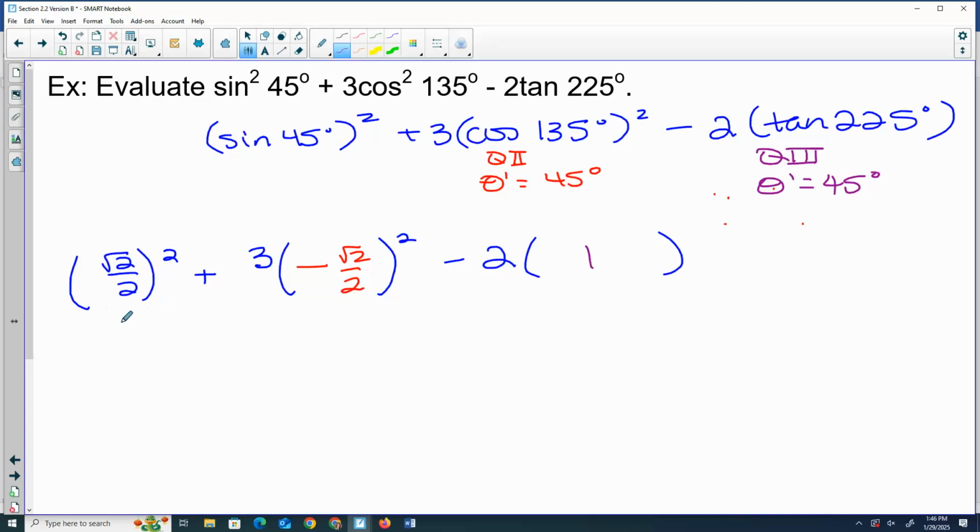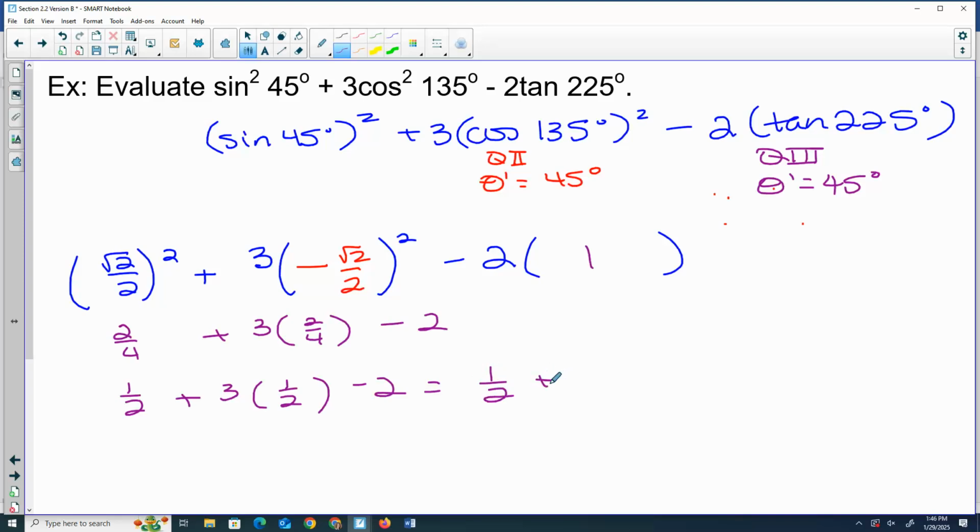So if we work this out, radical 2 over 2 squared, 2 fourths or 1/2. 3 times 2 over 4, 6. 3 times 1/2. And it is here. So on a problem like that, you have to evaluate each piece.